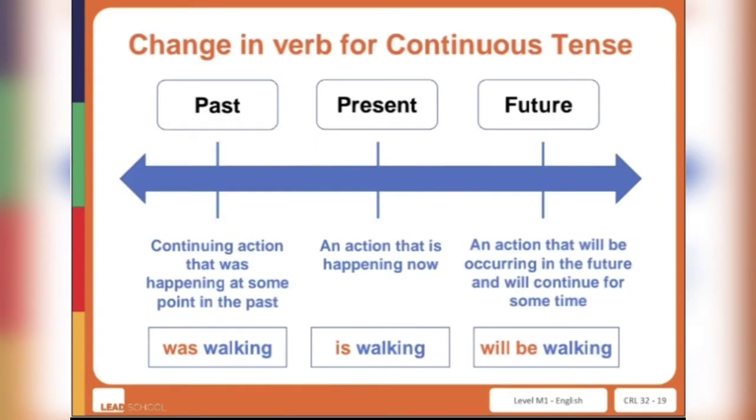Let us see how to change the verb for continuous tense. In past continuous, it tells us about a continuous action that was happening at some point in the past. The present, it tells the action which is going on at the time when we are talking about it. And future, we are talking about that action which will be going on in the future and will continue for some time.